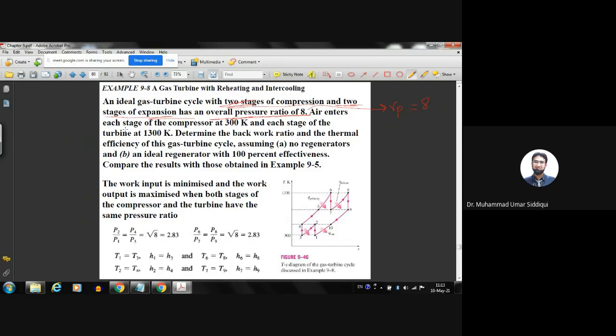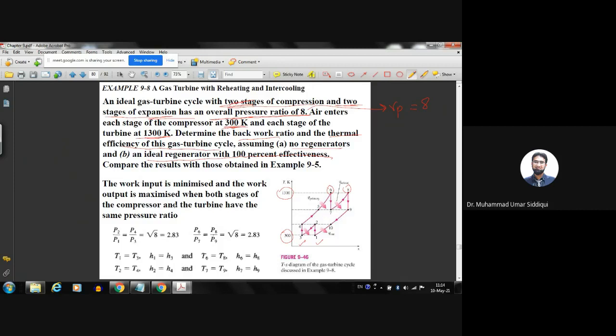Air enters each stage of the compressor at 300 Kelvin. So T1 and T3 are both 300. And each stage of the turbine at 1300 Kelvin. So the turbine entering states are 6 and 8, so both T6 and T8 are 1300 Kelvin. Determine the back work ratio and the thermal efficiencies of the gas turbine cycle, assuming no regenerator and an ideal regenerator with 100% effectiveness. So let's start solving the problem.